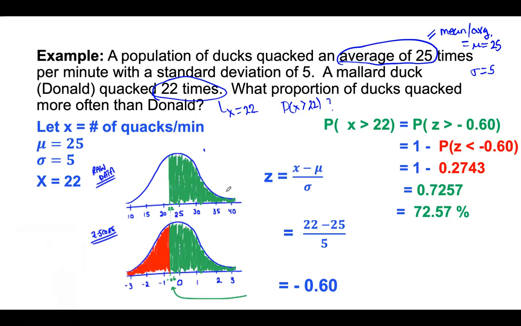Whatever. So we start here, well, we can start wherever. We could say Z is equal to X minus our mean divided by our standard deviation. So 22 minus 25 divided by 5 is negative 0.60. We know our mean here is 25, so that's where we first draw this, and our Z is here.